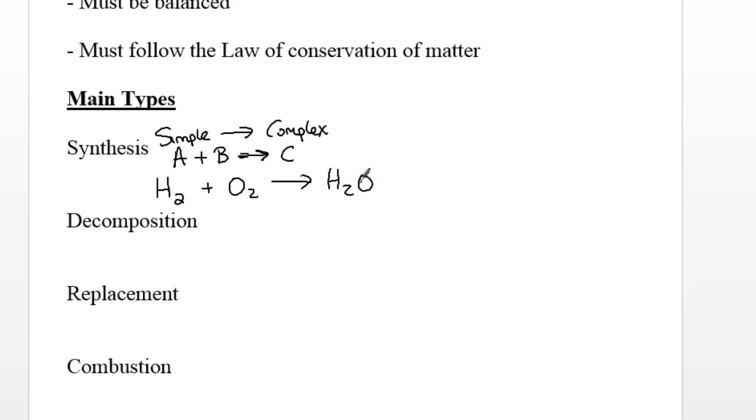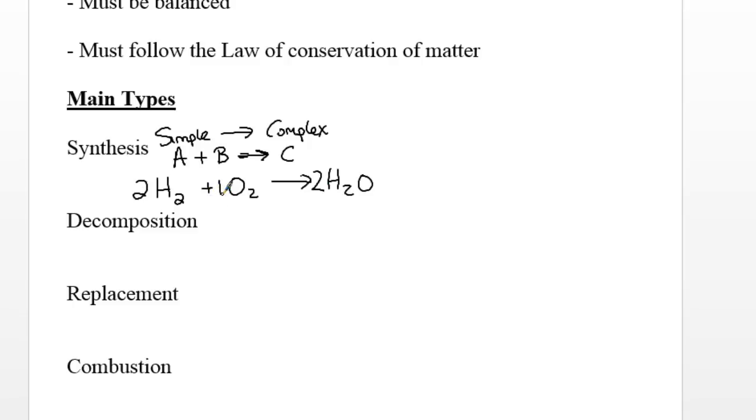And then again, follow the law of conservation. You have to balance them: 2 hydrogen, 2 oxygens, only 1. You need to put a 2 in front of there, so that gives us 2 times 2 is 4. Put a 2 there, and it's balanced. This becomes a 1, and we're good. Okay? But this is a synthesis.